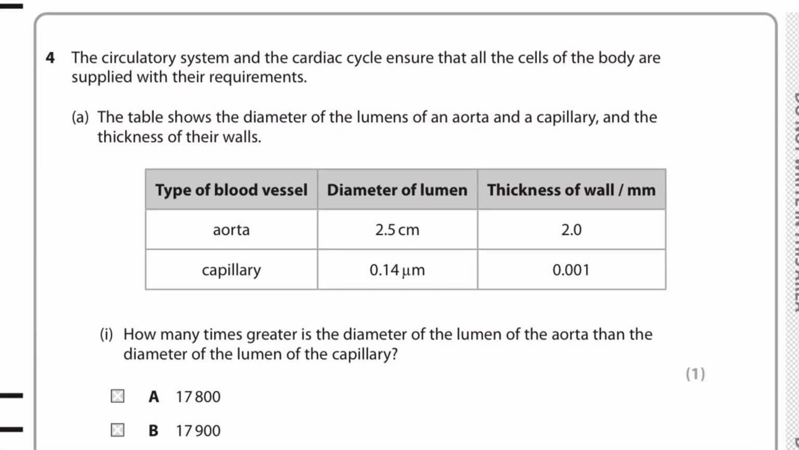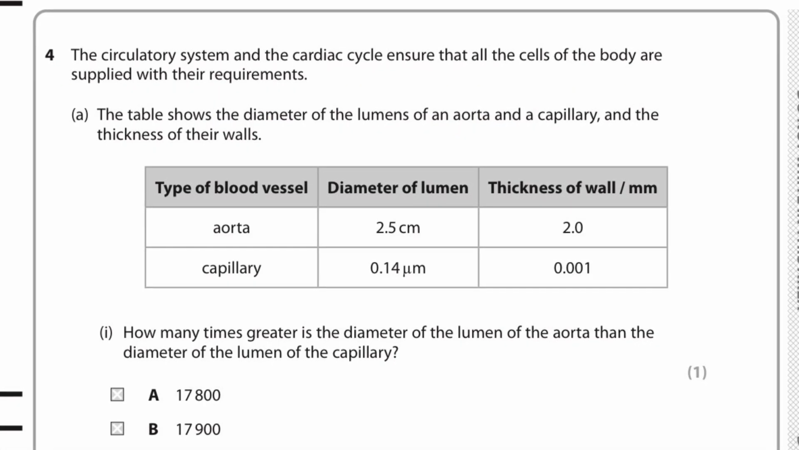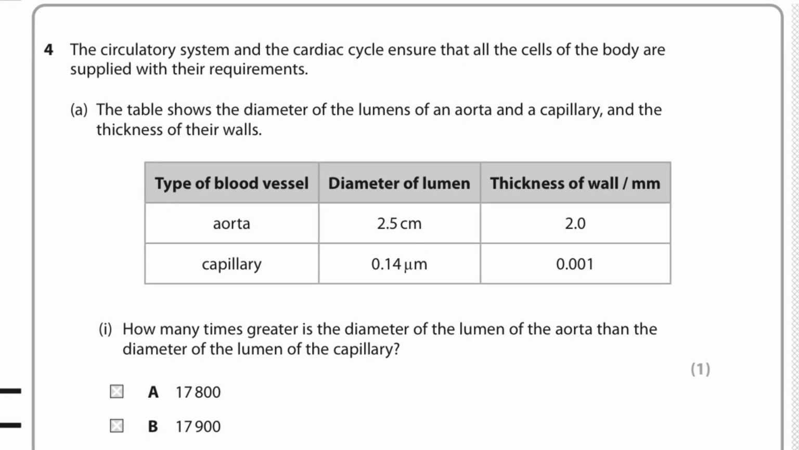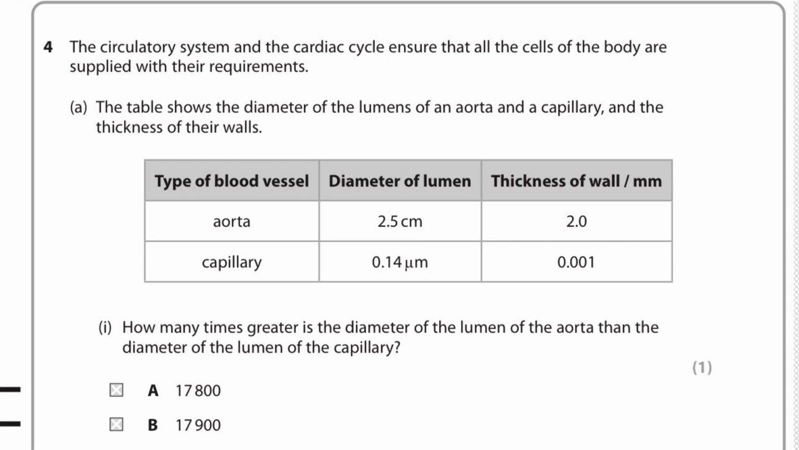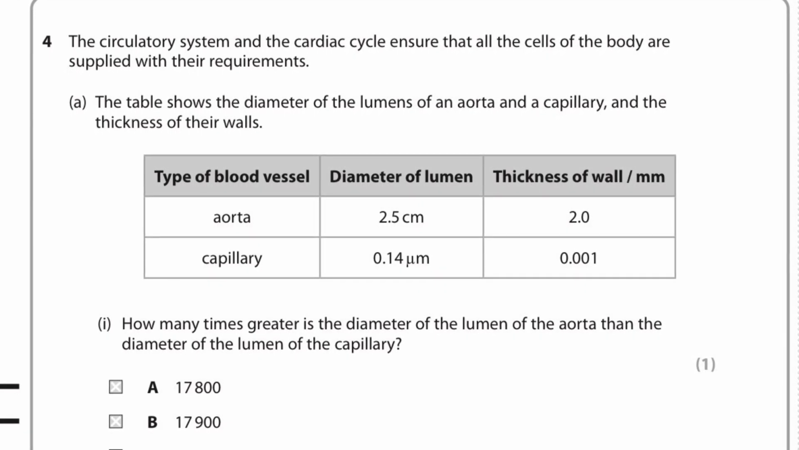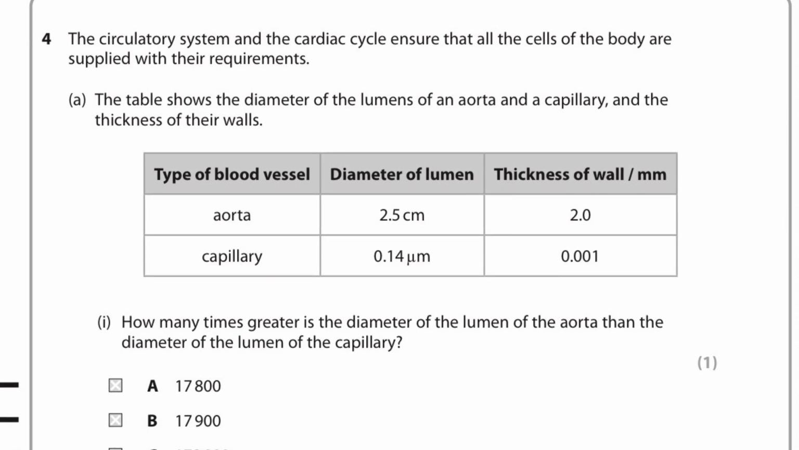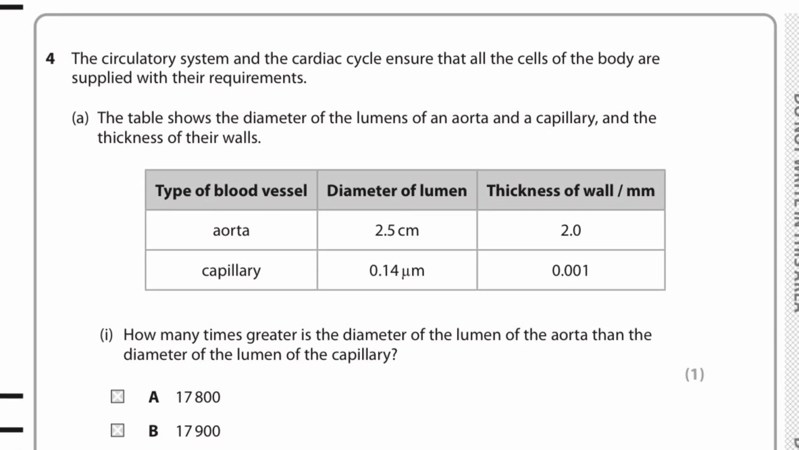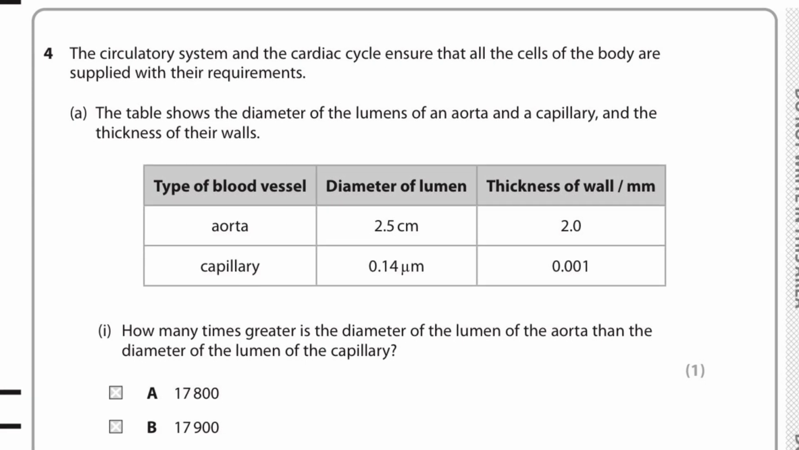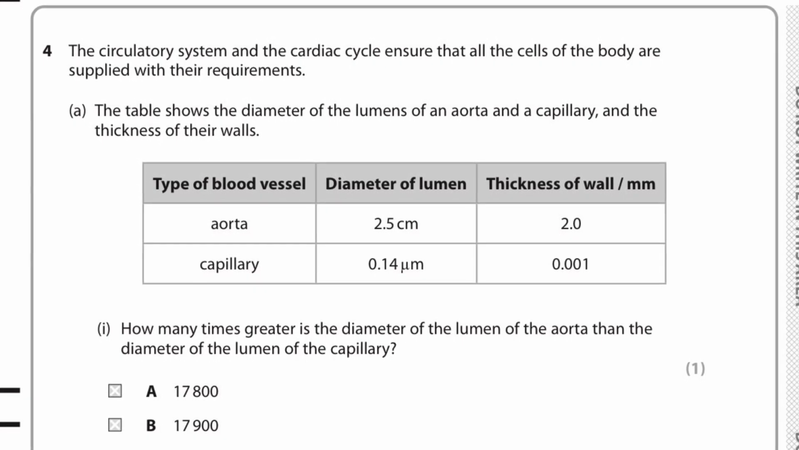In question 4, they say, the circulatory system and the cardiac cycle ensure that all the cells of the body are supplied with their requirements. Here they are reminding us that the body needs a constant controlled flow of blood to deliver oxygen and nutrients and to remove waste. They say, the table shows the diameter of the lumens of an aorta and a capillary and the thickness of their walls.